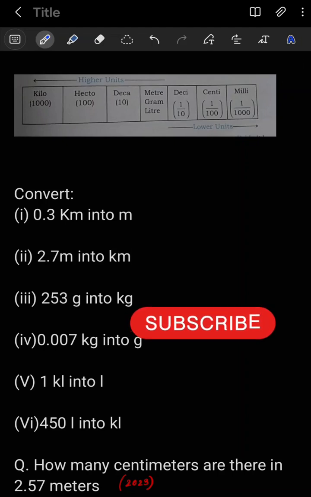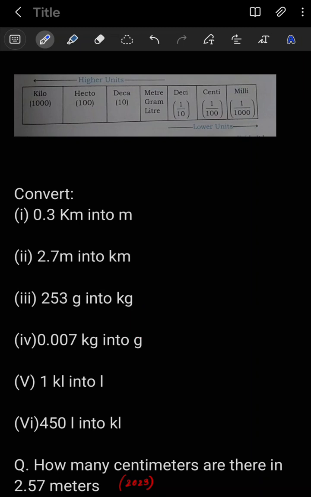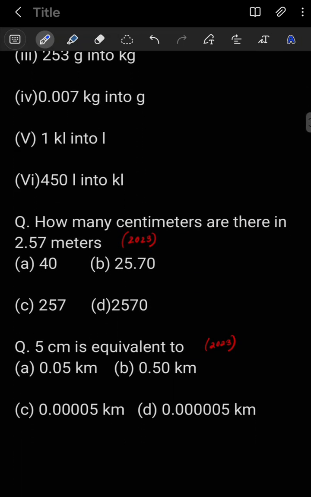In this video I would like to discuss the standard measurement system. Especially, I will discuss how you convert a big unit to a smaller unit and a smaller unit to a bigger unit. This video is going to be very important from the exam point of view. First of all I will give you the concept, then I have taken two questions.